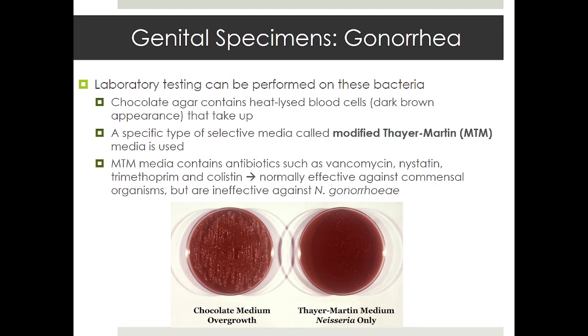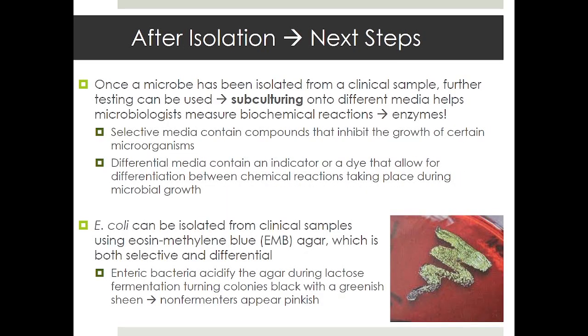Other things should be killed while gonorrhea will persist. After you manage to isolate bacteria using these methods, we have to subculture to measure some kinds of biochemical reactions. Because again, if you're looking at bacteria, they're all going to have their own unique metabolic pathways, which come with their own specific set of enzymes.